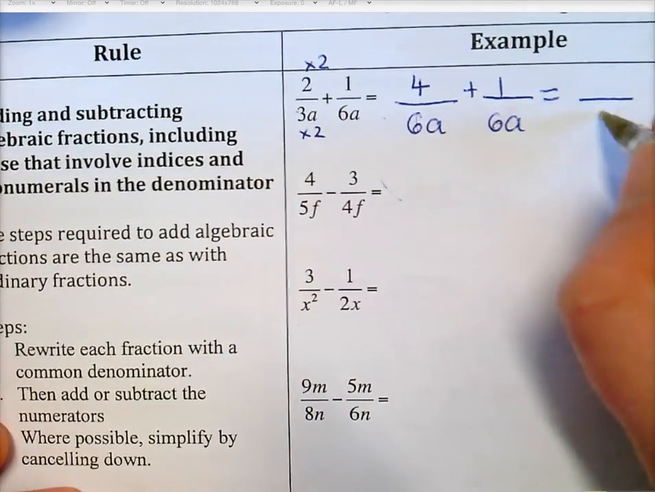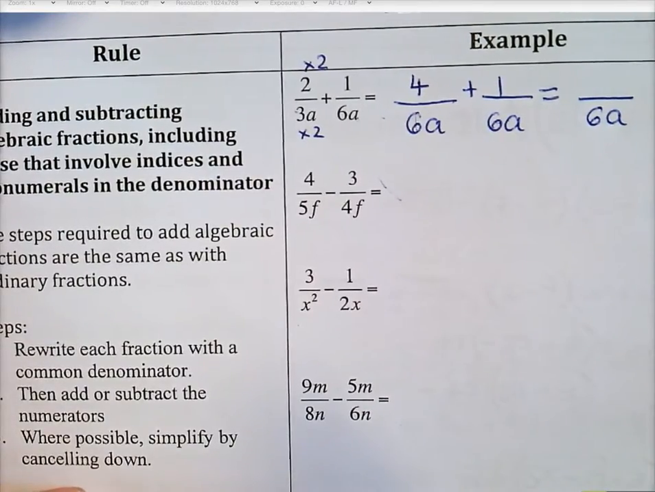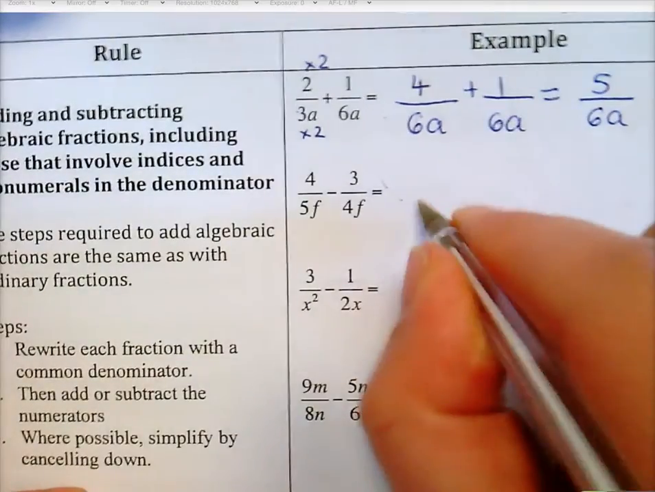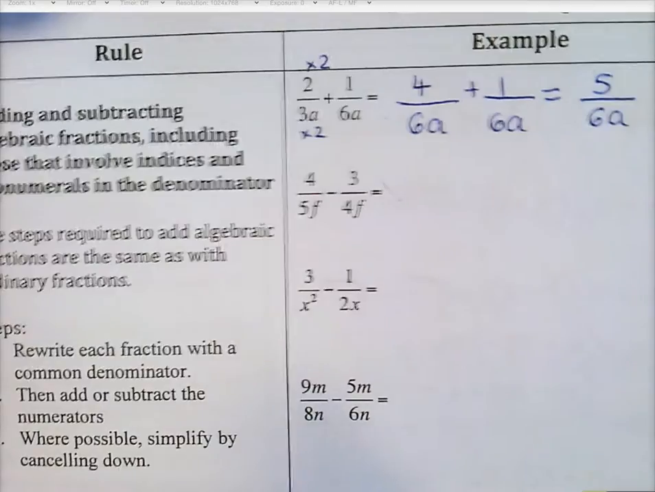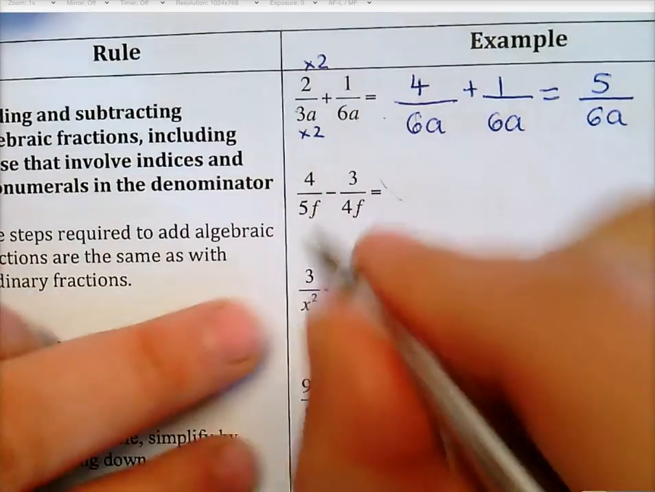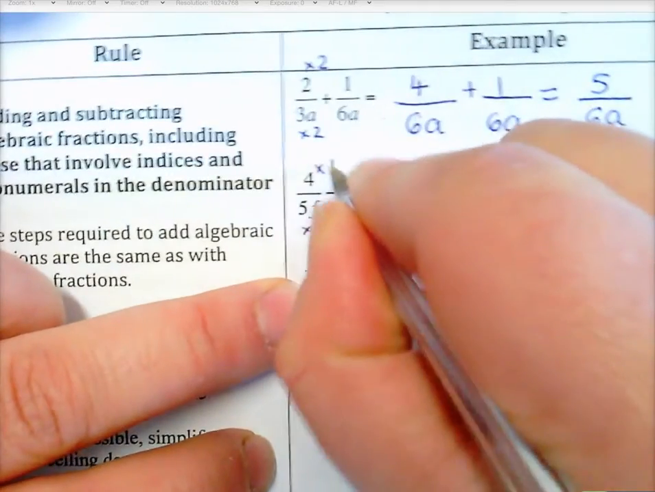So girls, denominators are the same, which are 6a. What do I do with the numerators? I just add them. 4 plus 1 is 5. Okay, the next one. 5f and 4f. Look, the f's are the same, but the problem is the 5 and the 4 are not the same. So 5 and 4 makes 20, 5 times 4. So how am I going to get this one into a 20? Times by 4 times by 4.